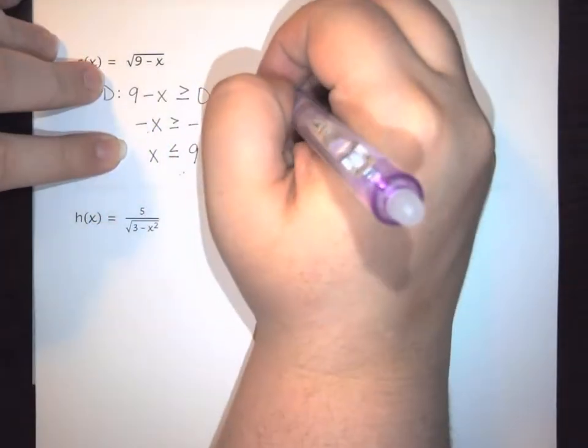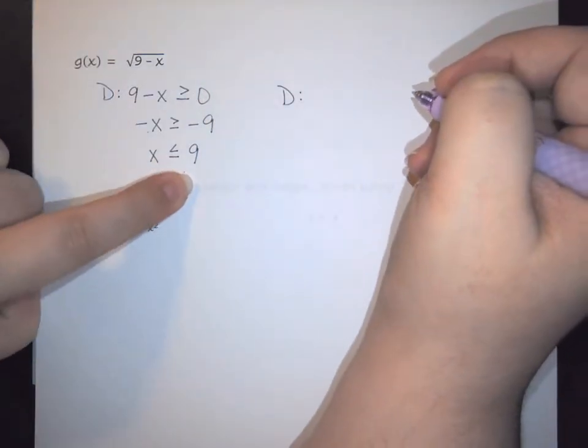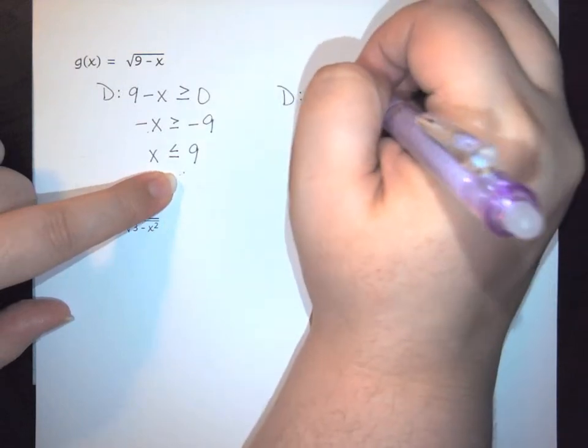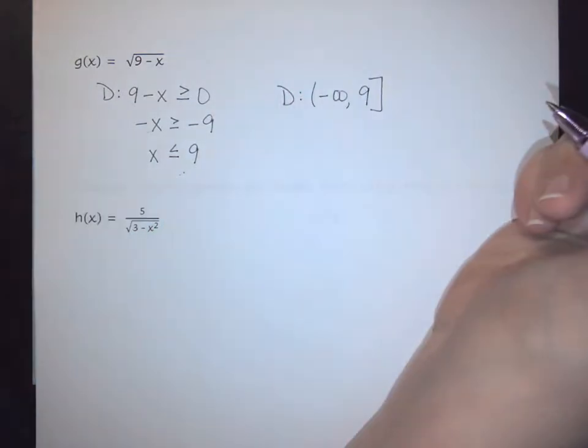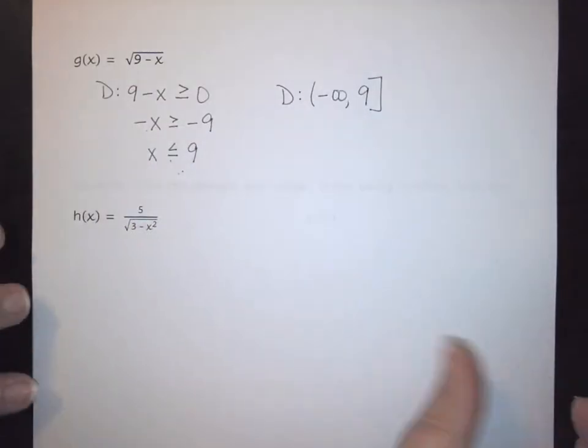So this means my domain here has to be written as an interval where 9 is my biggest value. So we're going to start at negative infinity. We're going to travel up to 9 and close it with a bracket. The bracket is there because of the equals.